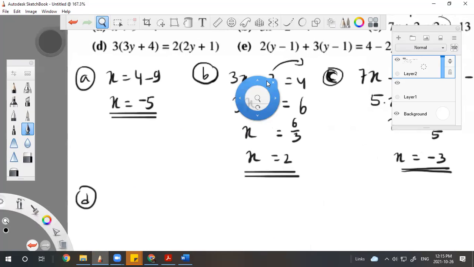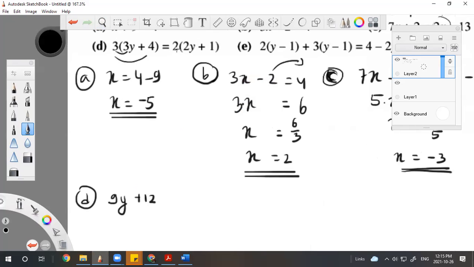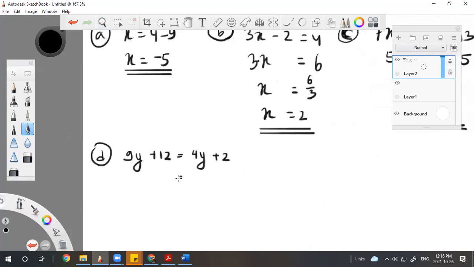Okay, do it slowly. I will zoom this. So 3 times 3y is 9y, and then 3 times 4 is plus 12, and then equals 4y, right? And then plus 2. And you move again every unknown to the left side. 4y to the left side. So 9y subtract 4y, and then 2.